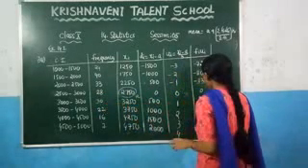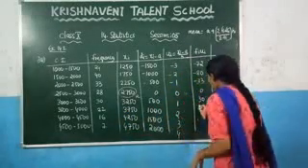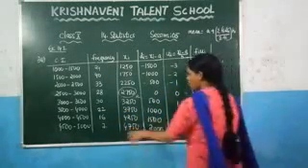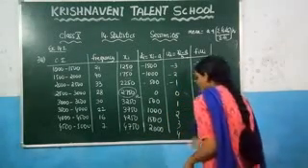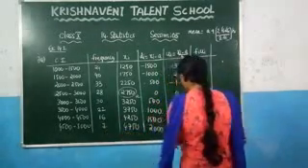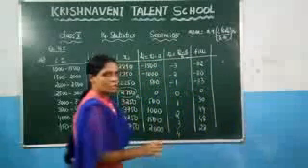30 into 1 which is 30. And after that 22 into 2 which is 44. And after that 16 into 3 which gives you 48. And after that 7 into 4 which gives you 28. So these are the values we got here.